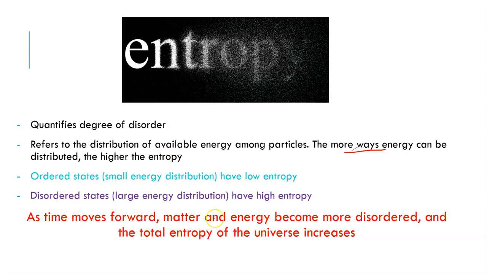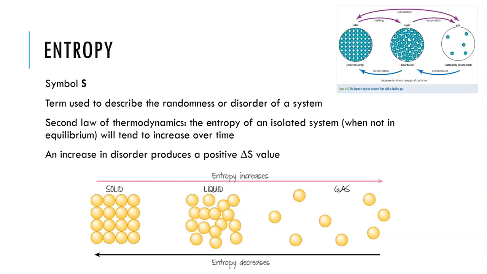As time moves forward, it has been stated that matter and energy become more disordered and the total entropy of the universe will increase. And this is what we mean when we say the universe tends towards greater entropy. So if we look at this, entropy is given the symbol capital S, and it is used to describe the randomness or disorder of a system. So being able to define the system again, as we did with exothermic and endothermic reactions, is critical when talking about entropy. The second law of thermodynamics states that the entropy of an isolated system, when not in equilibrium, will tend to increase over time.